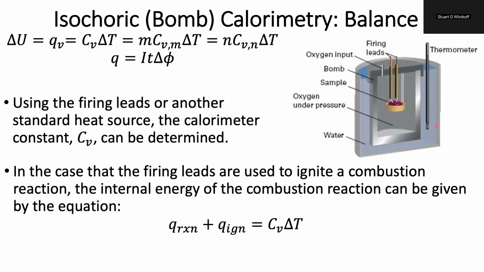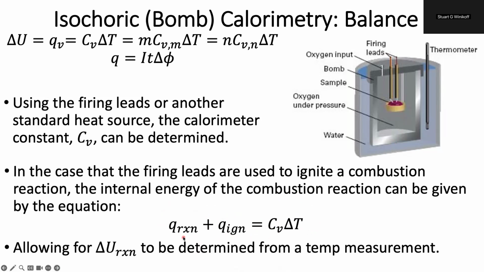Once you have that calorimeter constant, you can then go ahead and use these firing leads to ignite a combustion reaction and use a combined equation to figure out the energy of that reaction. Because the sample will produce a certain amount of energy, which is going to be equal to the amount of energy released from the combustion reaction and the ignition source. And together, that amount of energy was used to heat the calorimeter a given temperature. So using our calibration, we now know our CV, we measure the delta T, and we can use our former equation to figure out the ignition energy.